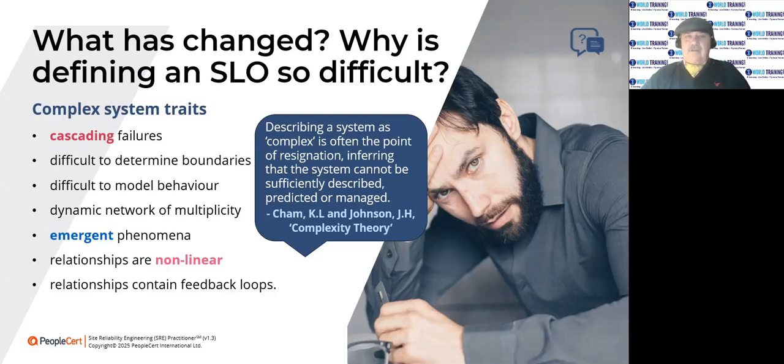So the point is that, as it says in the blue box here, describing a system as complex is often not really helpful. It's kind of a point of resignation. It infers that the system can't be described, predicted, or managed. Yes, these things are in fact issues of complexity, but you can't resign yourself to saying, well, therefore we can't manage it. Of course you can, but it does require you to think carefully and thoroughly about the particular scenarios that are important to your clients.